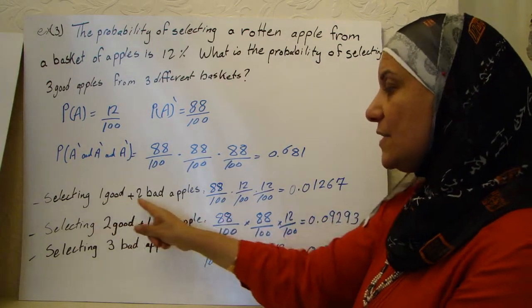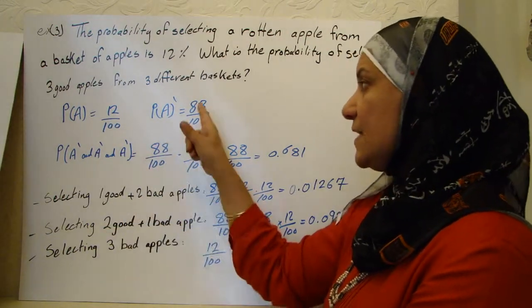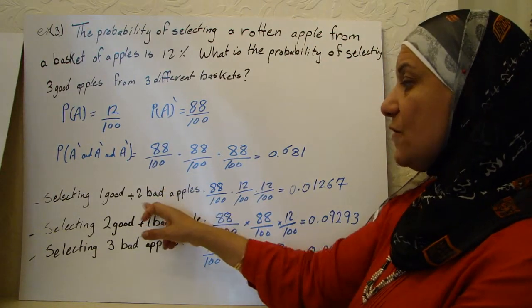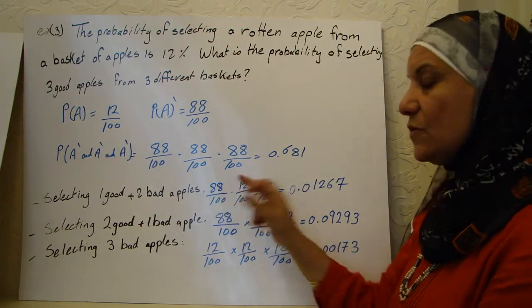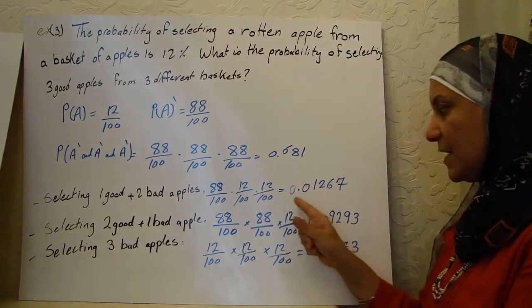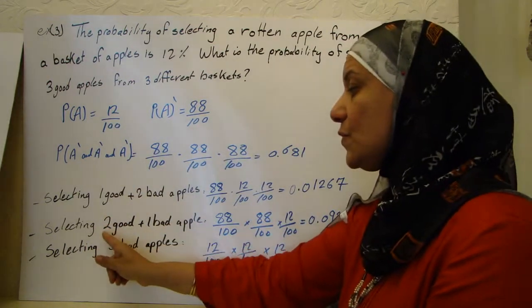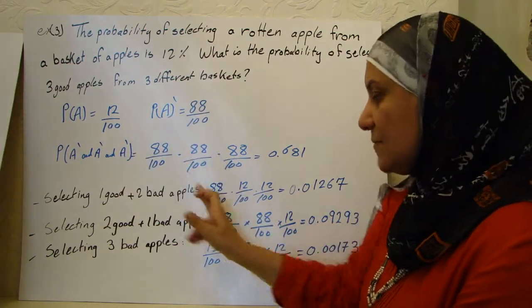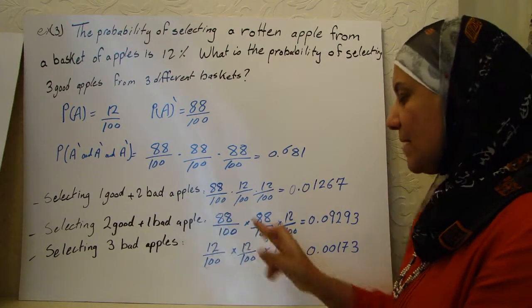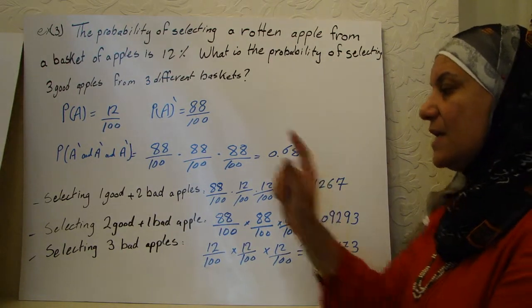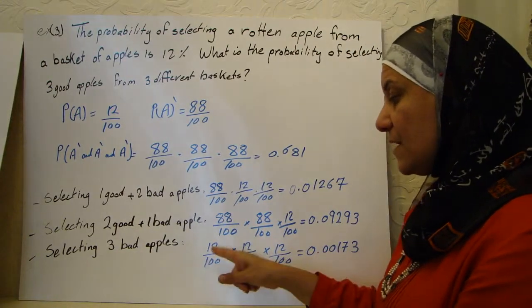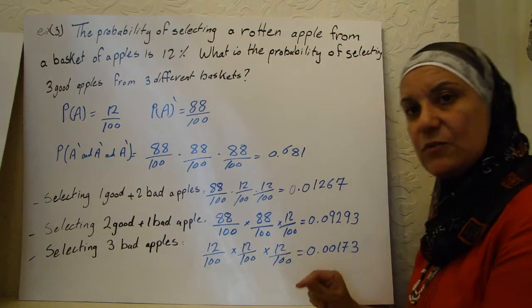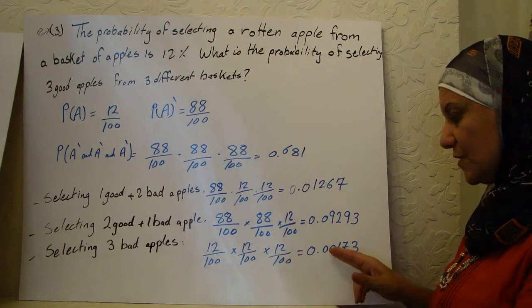Now, selecting 1 good and 2 bad. 1 good, which is 88 over 100, 2 bad, which is 12 over 100. How many of those do I have? I have 2 12s and 1 88. When I multiply them, I get this. Selecting 2 good and 1 bad, same thing. 2 good, which is 88 times 88, multiplied by 1 bad, which is 12 over 100. Now, selecting 3 bad apples, which is 12 over 100 multiplied by 12 over 100 multiplied by 12 over 100, I get my answer to be 0.00173.